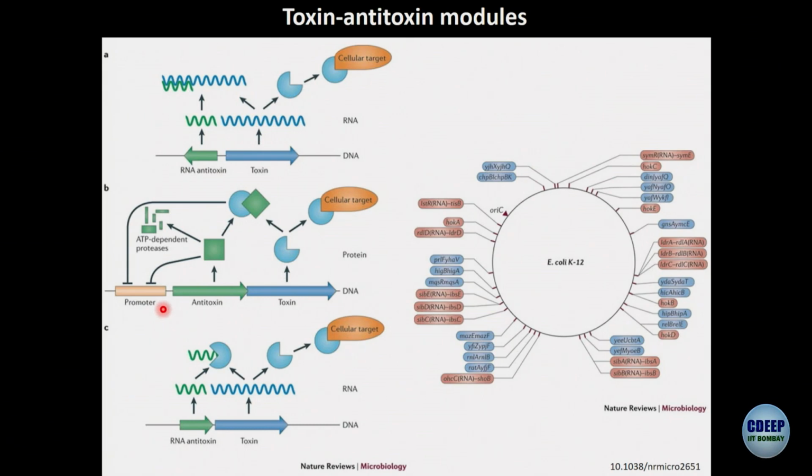This is the promoter. With a single promoter, the antitoxin and the toxin are in operonic fashion. This is the antitoxin gene followed by the toxin gene, and the toxin is produced. Is this a transcriptional fusion or a translational fusion? This is a transcriptional fusion. This is producing a single mRNA followed by producing two different proteins. This is the antitoxin, this is the toxin.